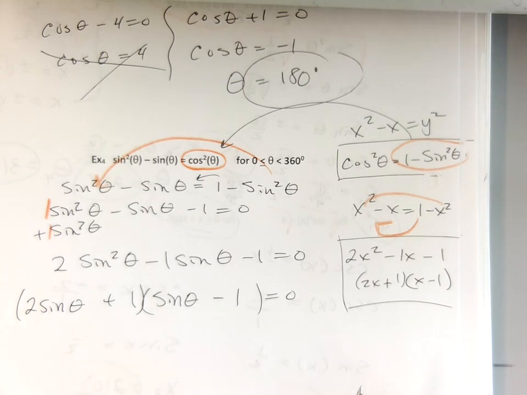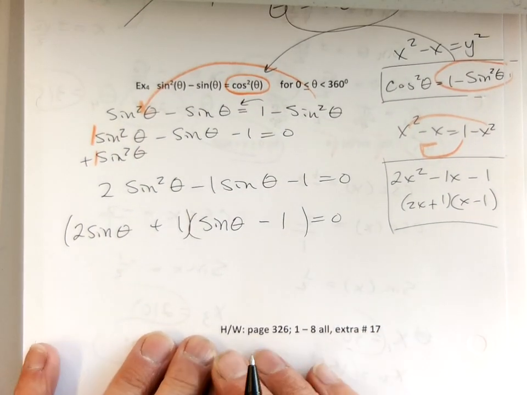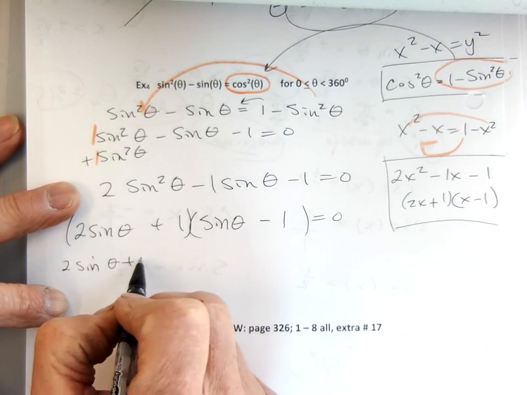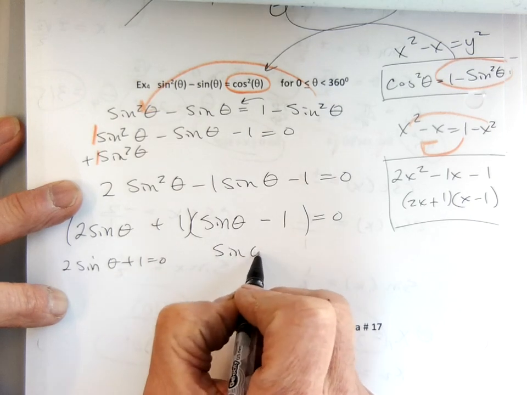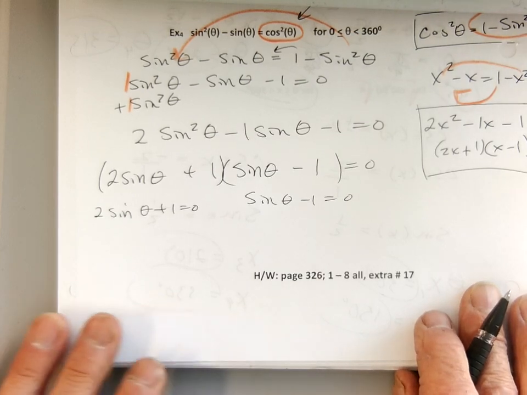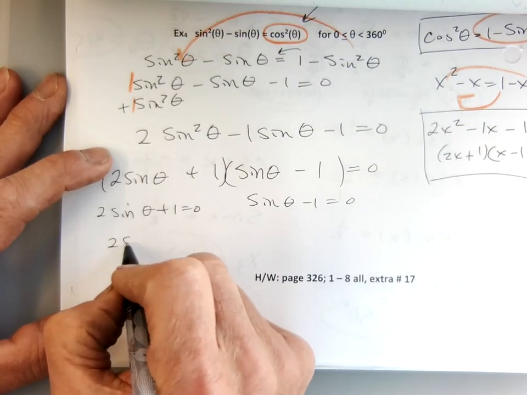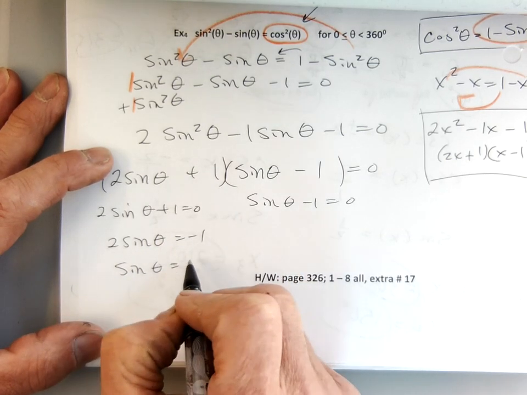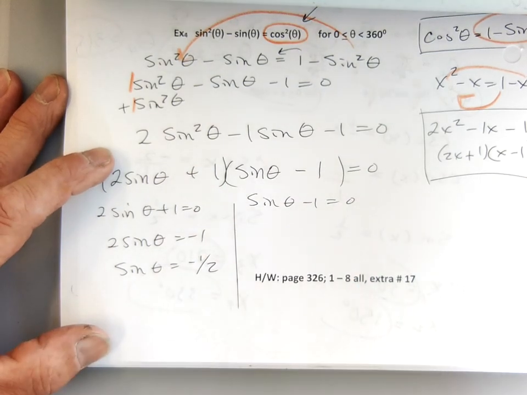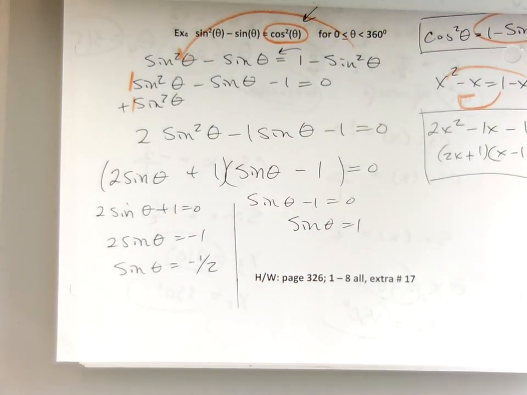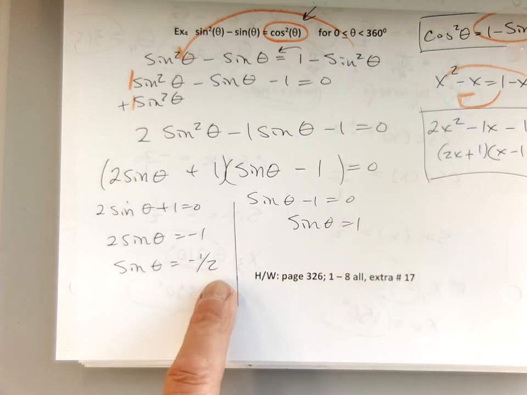Then we have our mini equations. All right. 2 sine theta plus 1 equals 0, and sine theta minus 1 equals 0, right? And I'm going to solve. Minus 1, divide by 2. I'll come back to it. Sine of theta equals 1. Okay, and I'll wait for you, okay? So I solved both mini equations. Both these answers are on the unit circle, which is pretty cool. I like that.